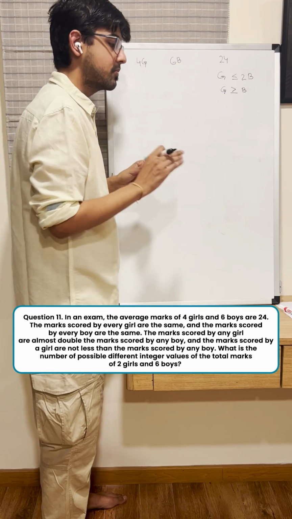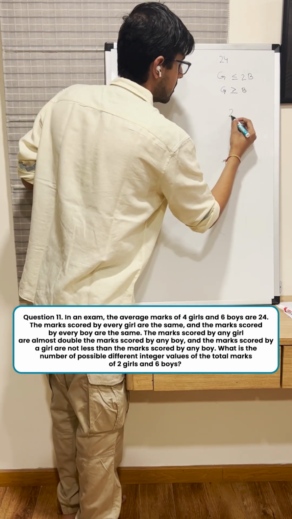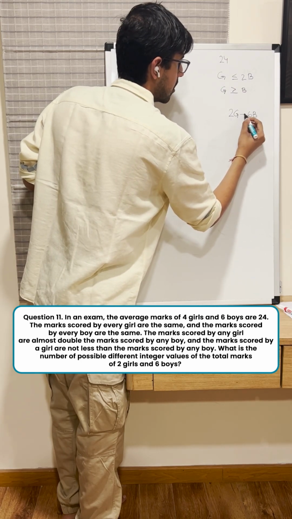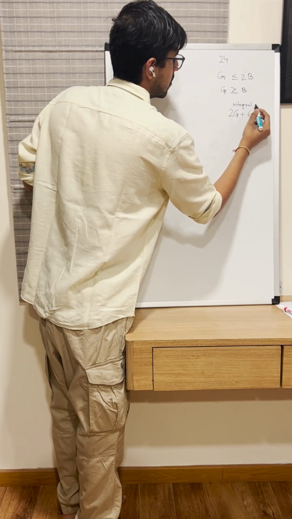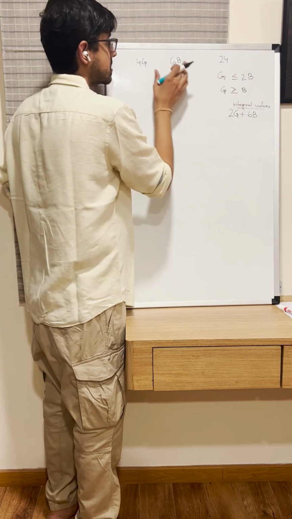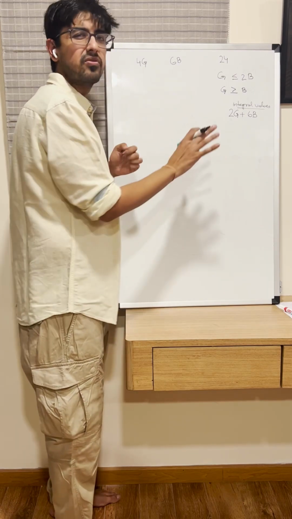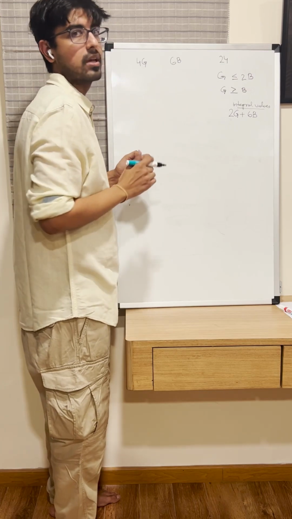What are the possible number of integral values of the marks scored by 2 girls and 6 boys? What are the integral values? Given these two conditions and the average of this is 24. At the face of it, it looks a tricky question. Let's see how we can break it down.